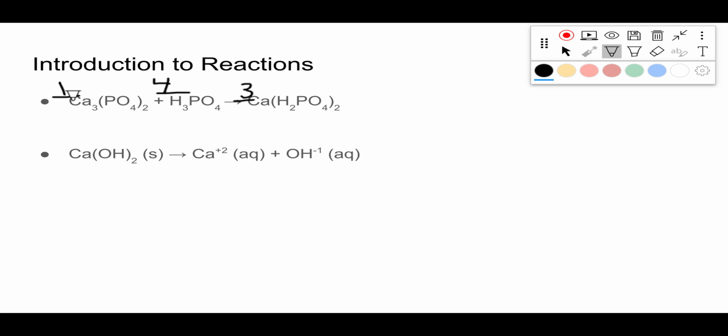You do not have to include the 1, but I do that. It helps me whenever I'm doing stoichiometry, because you're going to be pulling these numbers for the relative number of moles from a balanced equation.